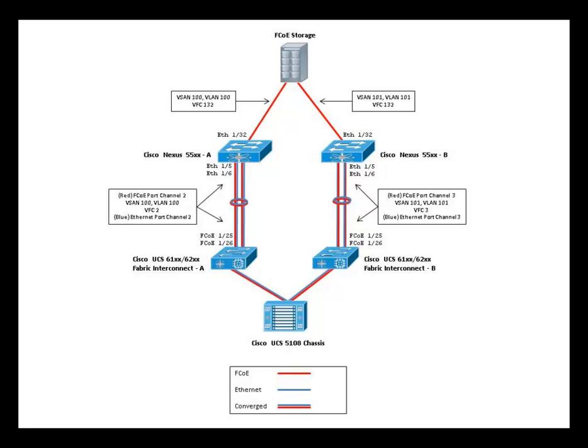On the right, or Fabric B, we have the same thing, with the UCS Fabric Interconnect B connected to a Nexus 5500 via a converged FCoE Ethernet port channel. This hop between the UCS Fabric Interconnect and the Nexus 5500 is the first multi-hop FCoE connection northbound from UCS. From Nexus 5500, we then have another FCoE hop to an FCoE-enabled EMC VNX storage array.